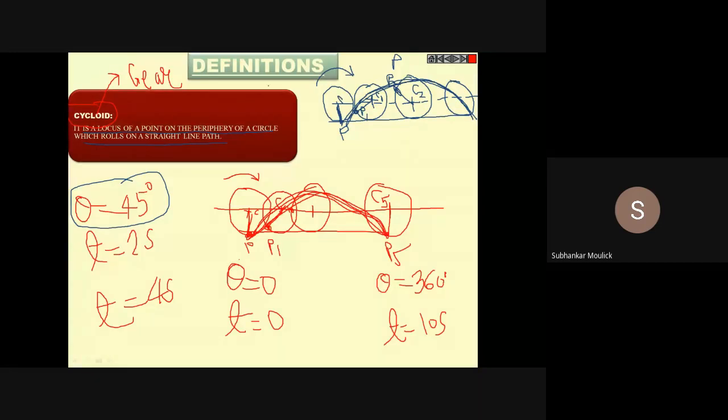Now, can you tell me when theta is 360 degree, this is the new center point, where will be the position of point P? At the initial point, the same point, this will be the final position of point P. That means this curve should originate from here and it should terminate at this point. Yes or no? Yes, sir.